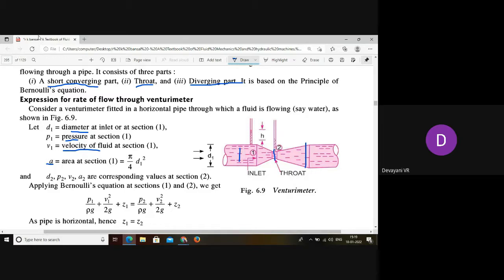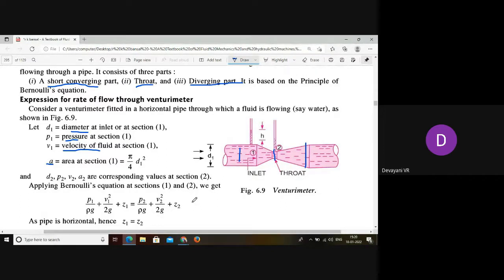So what is Bernoulli's equation? We know that Bernoulli's equation is nothing but the sum of all heads, or sum of all energies, that is P by rho g plus V square by 2g plus Z is constant. Applying this equation at section 1 and 2, the equation will be P1 by rho g plus V1 square by 2g plus Z1 is equal to P2 by rho g plus V2 square by 2g plus Z2. So here the pipe is horizontal, isn't it? The pipe is not at different levels, isn't it?